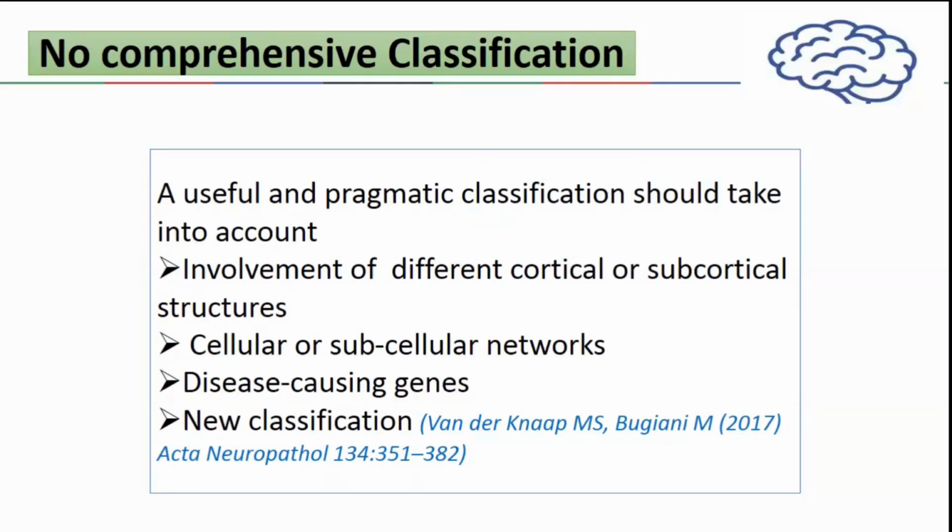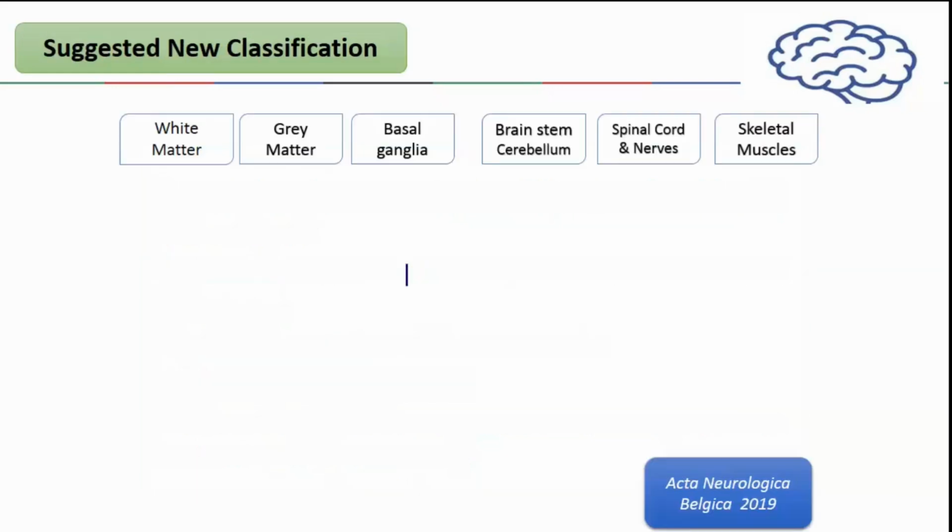So this was a new classification, which I don't think is followed, but it was put in by a very famous person, Vanderknaap, who has done a lot of work on leukodystrophy. Here, they even included the neuromuscular disorders in the neurodegenerative group, because in that also you have gradual neurodegeneration.